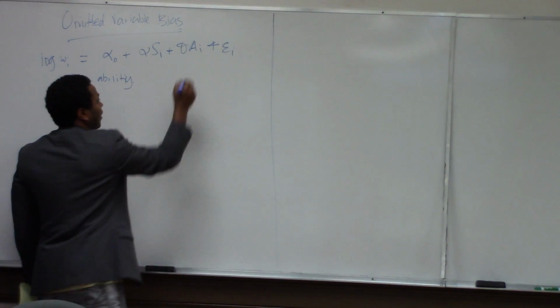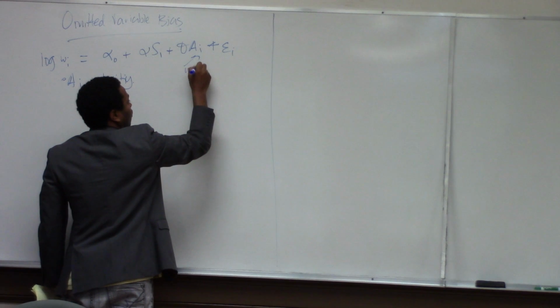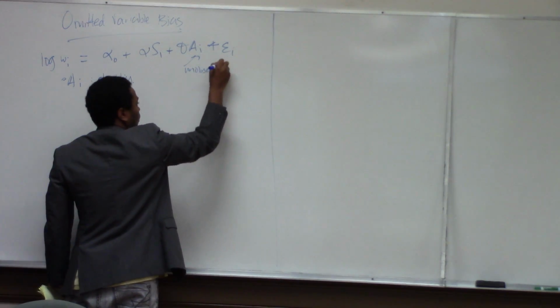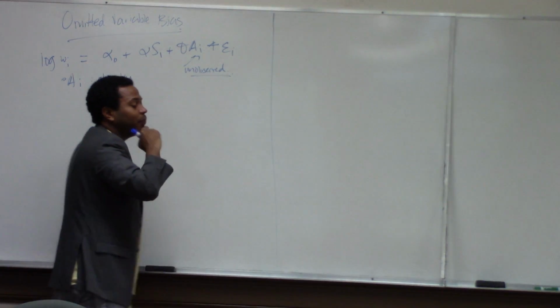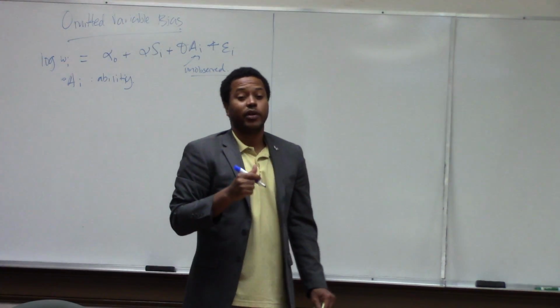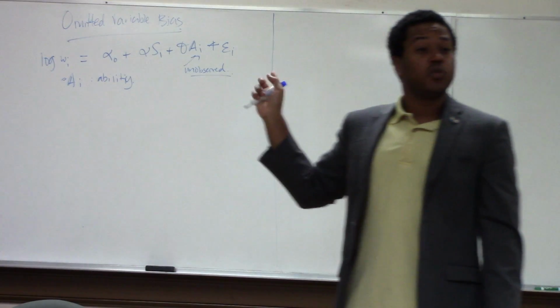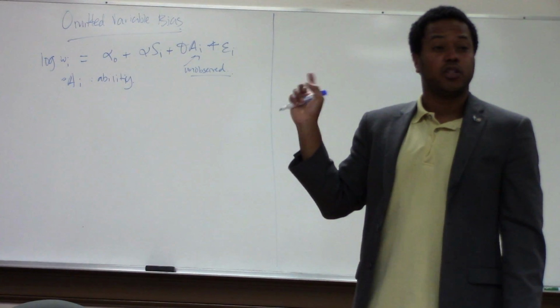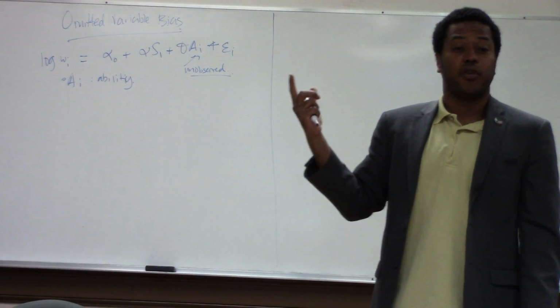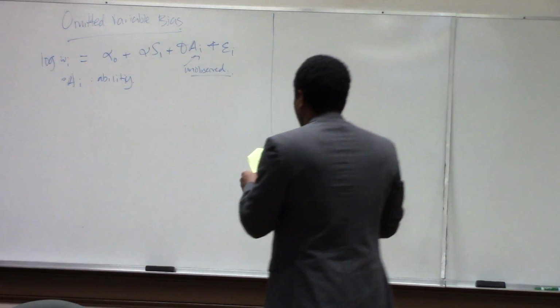Now, typically we think about this as being unobserved. But here, what we're going to do is say this is the true model. If we could observe ability, this would be the true relationship between years of schooling and wages once we account for ability.